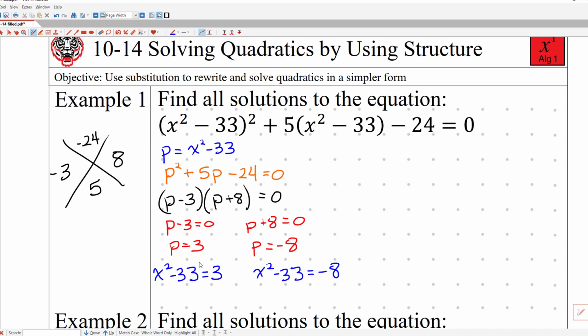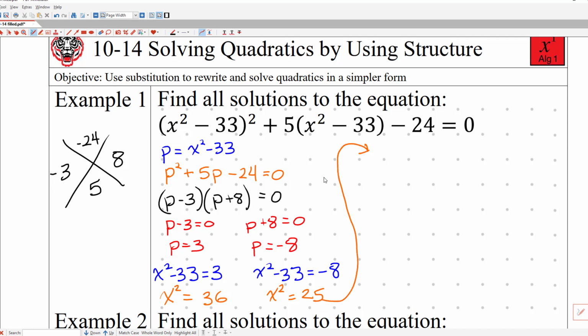So what am I going to do to solve on this left side? I'm going to add 33 to both sides. So if I add 33, that gets rid of that 33, and I'm left with x squared is equal to 36. I could solve, but I'm going to do the right equation now. I'm going to add 33 to both sides, and I get x squared is equal to positive 33 minus 8. I think that's 25. And these are nice problems now, and I ran out of room, so I'm going to come back up here.